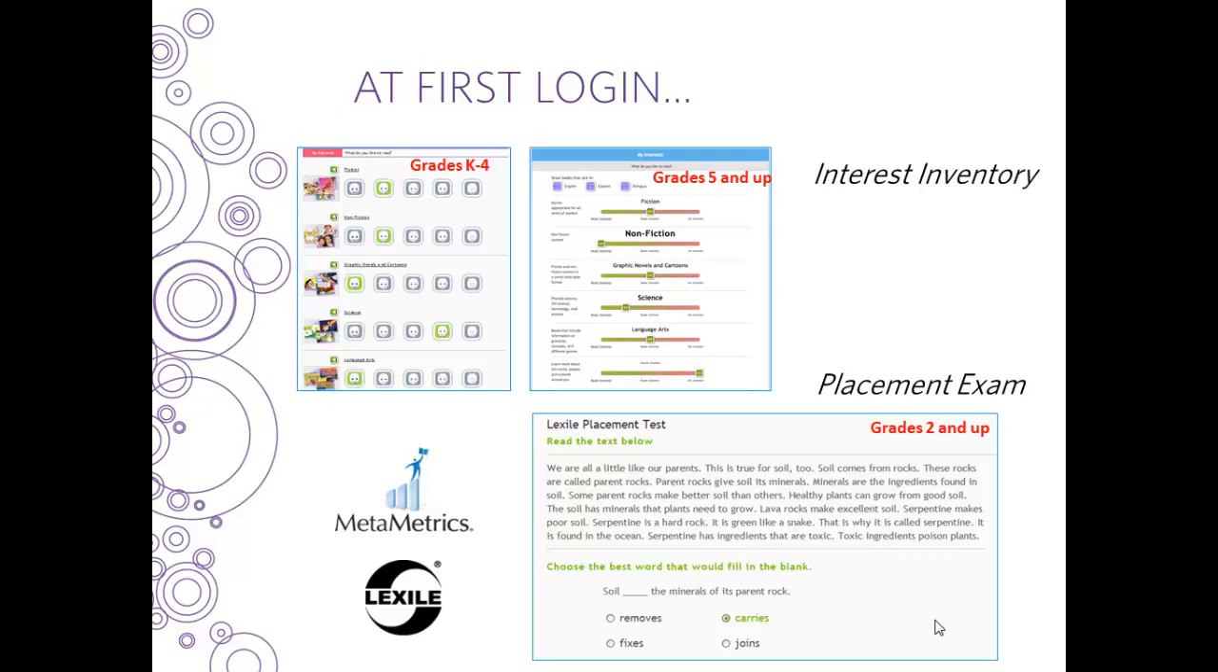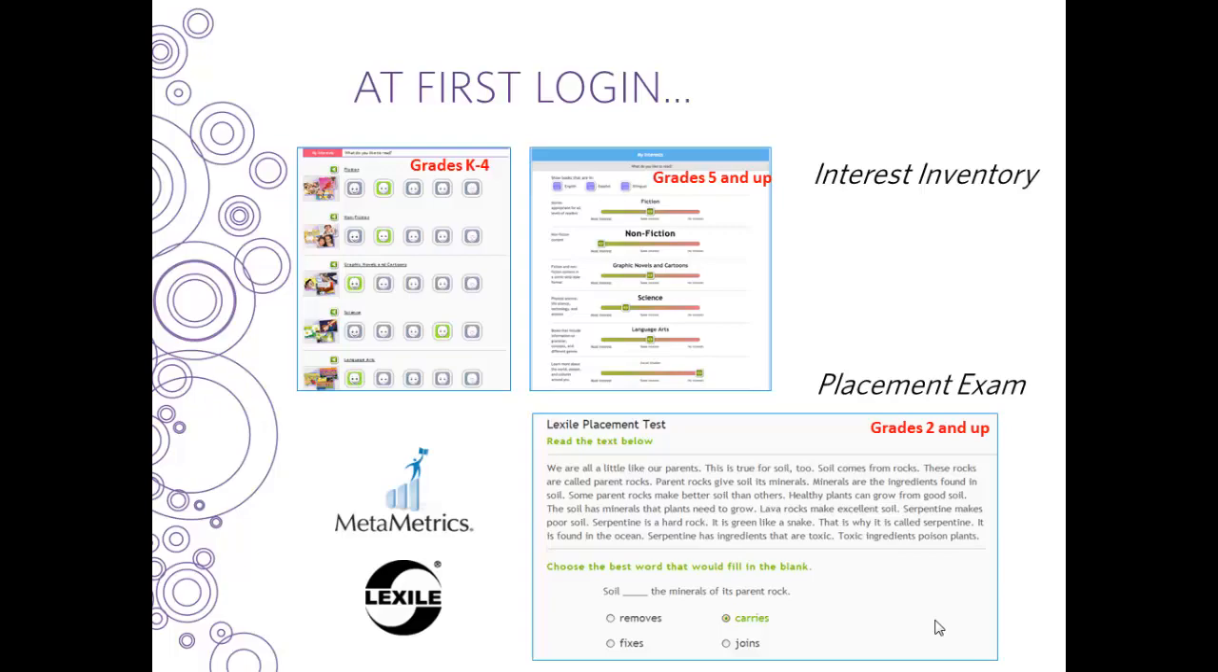Next, readers in grades 2 and higher answer up to 35 multiple choice questions to help myON understand what text to recommend based on their reading level. myON partners with Metametrics, the creators of the Lexile framework for reading, to provide a baseline assessment and ongoing benchmarks that monitor reading growth over time using Lexile measures.